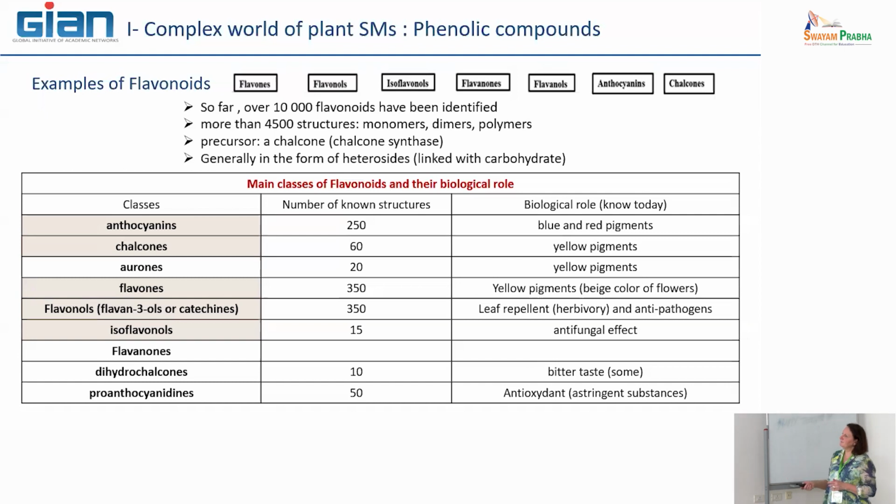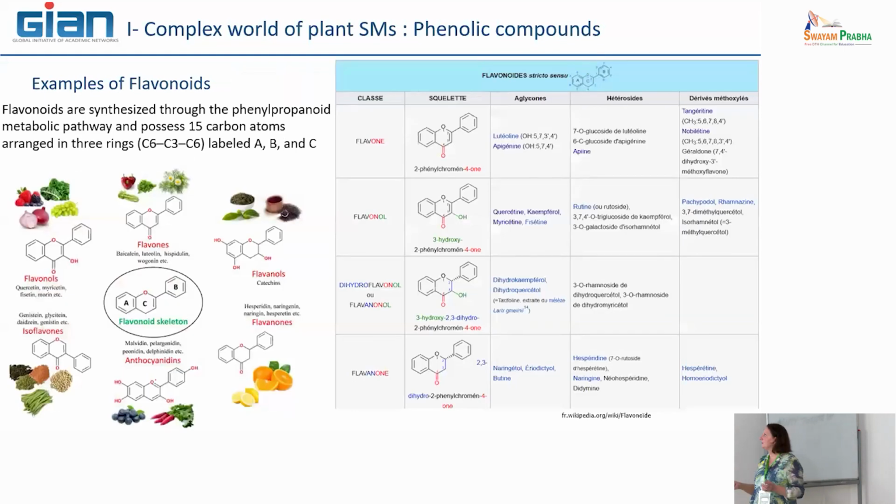Okay, so here is an example of flavonoids, in which you can find the different subclasses of flavonoid. Here is a very interesting table I wanted to share with you, because there is a color code in order to know why we name them flavone, flavonol, flavanone, etc.